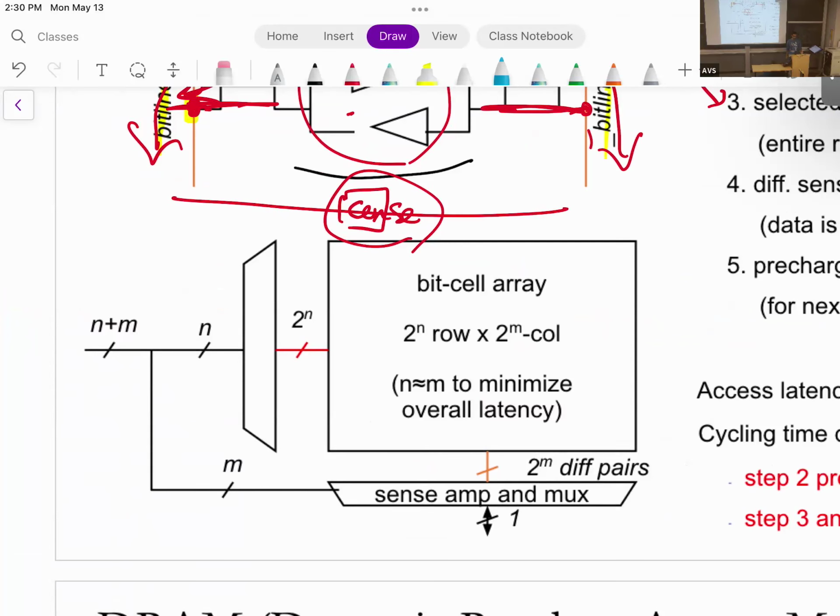So you get n plus m bits. Oh, sorry, question. Wondering how big is the voltage difference? Oh, very, very, very small. You have to amplify them later. You have to amplify them, and you have very, very sensitive sense amplifiers. So we're talking about a very small amount.